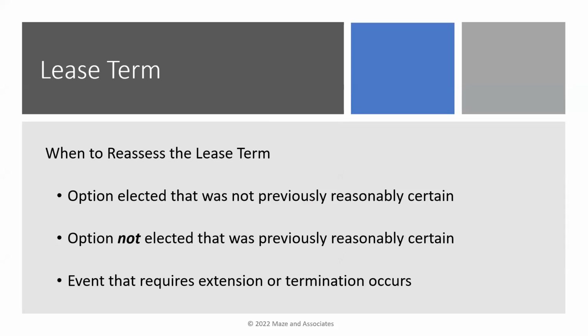So at least on an annual basis, but maybe more than that for those of you that are looking at it. You reassess the lease term in the event that, like, if there was an option elected that you were not previously certain. So you didn't know if you were going to elect it, but now you've decided that you are going to move forward with some of the options. So you may have to reassess the lease term. And then, of course, on the flip side, the opposite. If you decided we are not going to extend this lease, we're not going out the 25 or 50 years in the future, we're going to terminate it at the end of this lease term. Then you reassess the lease term and make the adjustments at that point. And then, of course, if any event that requires extension or termination occurs, then you need to reassess the lease term as well.